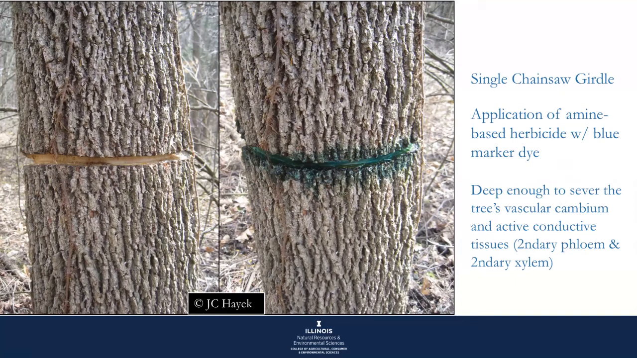Ultimately, what we're trying to do is cut deep enough into that kill tree to sever the tree's vascular cambium. That's where you have cell division. On the outside of the vascular cambium is the secondary phloem, and towards the inside is secondary xylem. The take-home point is you want to cut deep enough into the tree to sever those conductive tissues. That way, the herbicide is taken up within those conductive tissues, taken up to the crown, and then taken down to the root system to effectively kill the tree.